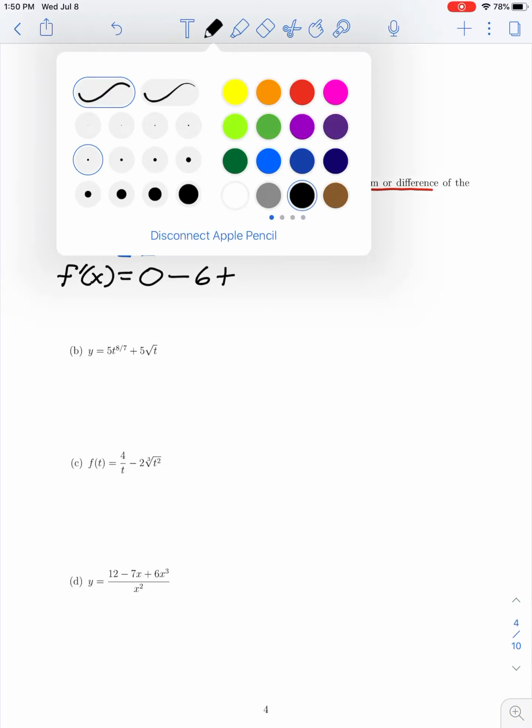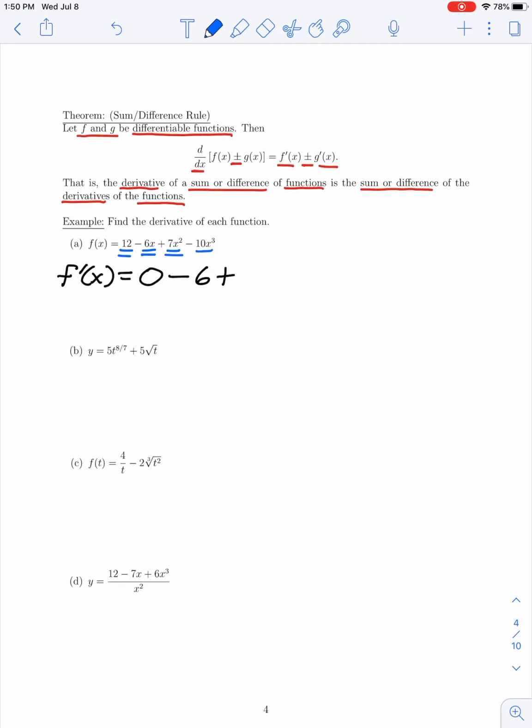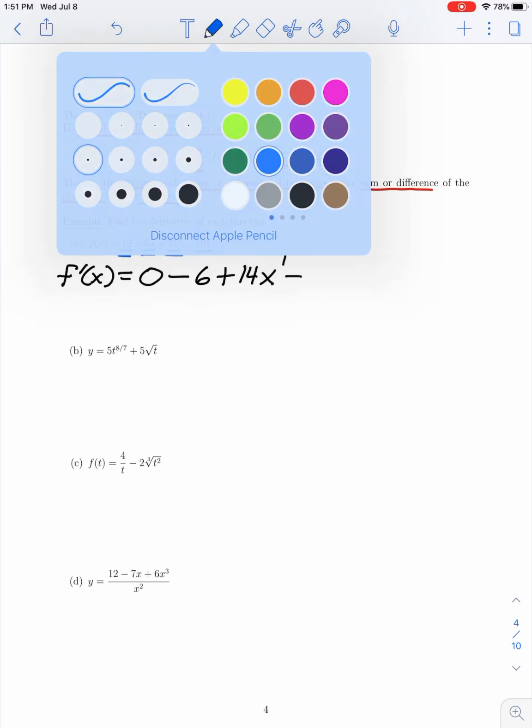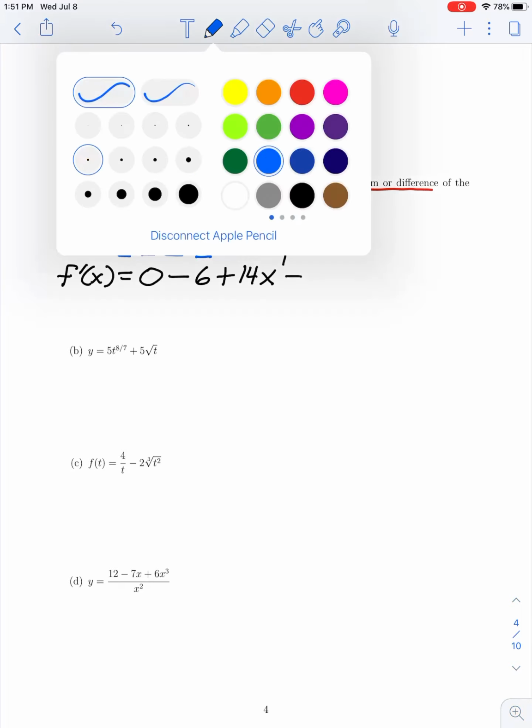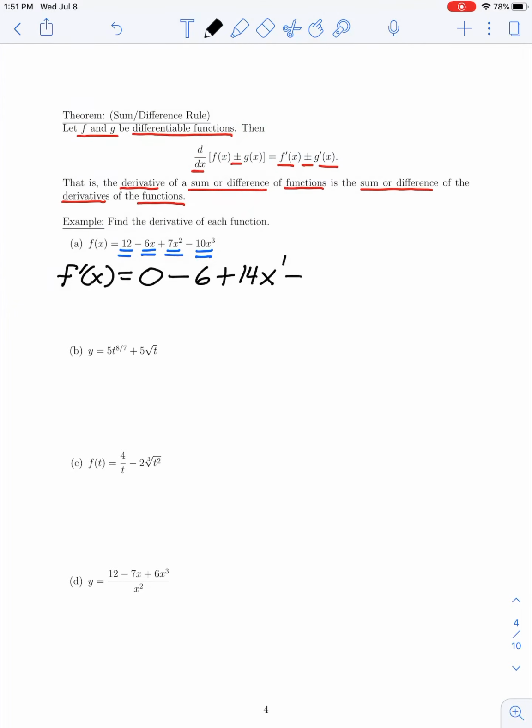Plus, for our next term, we have 7x squared, which using the constant multiple and power rules would have a derivative of 14x to the first power. And then we're subtracting the derivative of our last term, 10x cubed, which using the constant multiple and power rules would have a derivative of 30x squared.